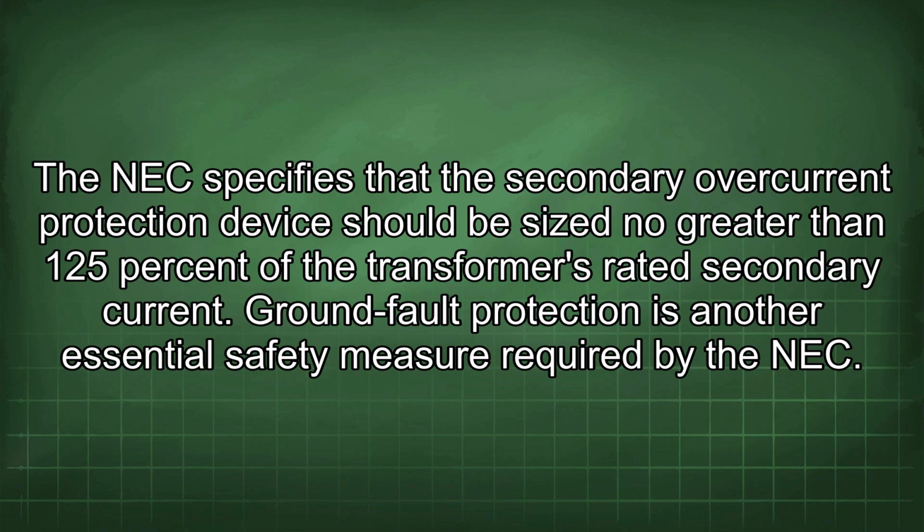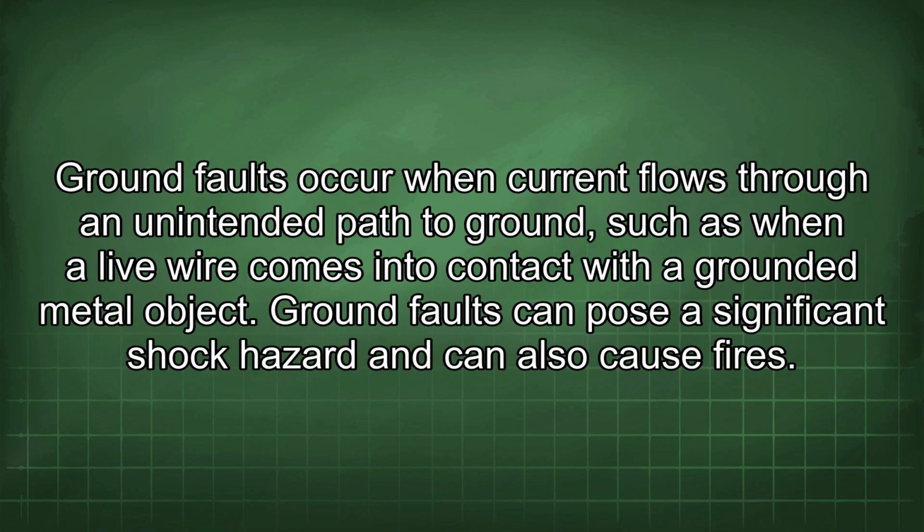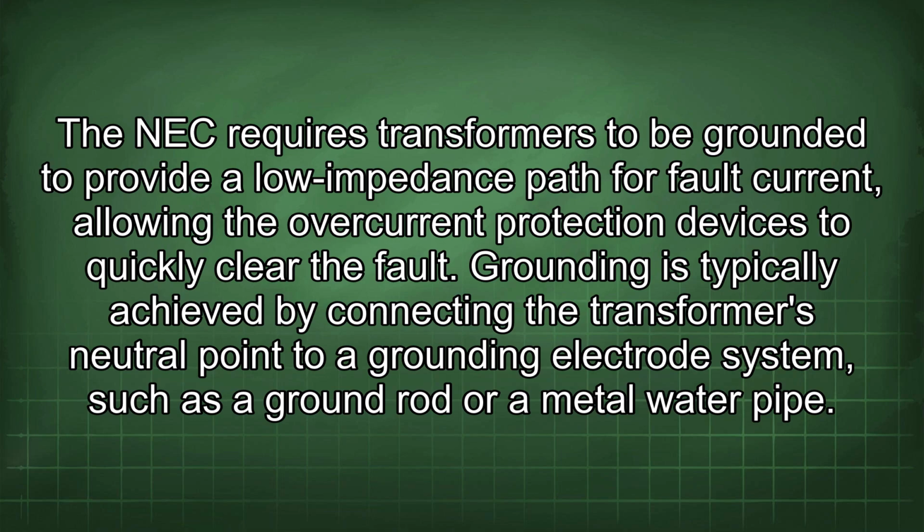Ground fault protection is another essential safety measure required by the NEC. Ground faults occur when current flows through an unintended path to ground, such as when a live wire comes into contact with a grounded metal object. Ground faults can pose a significant shock hazard and can also cause fires. The NEC requires transformers to be grounded to provide a low impedance path for fault current, allowing the overcurrent protection devices to quickly clear the fault. Grounding is typically achieved by connecting the transformer's neutral point to a grounding electrode system, such as a ground rod or a metal water pipe.